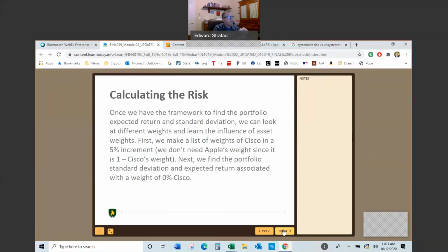And now I could create a spreadsheet where I keep varying the 2 different stocks in a 2-stock portfolio.